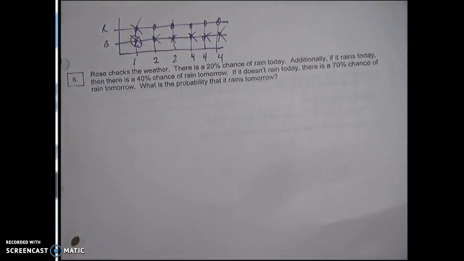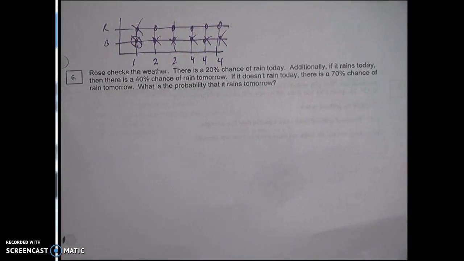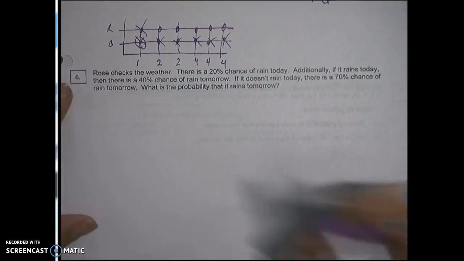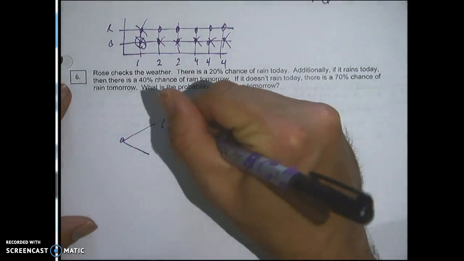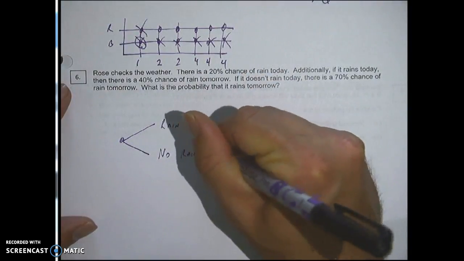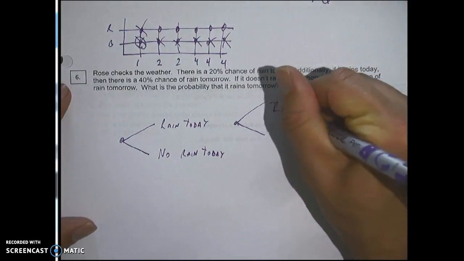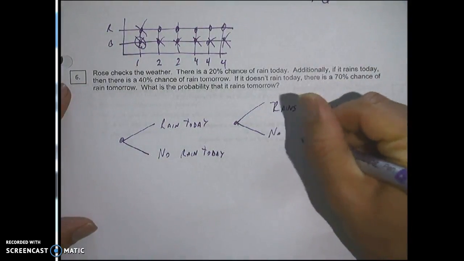Rose checks the weather. There's a 20% chance of rain today. Additionally, if it rains today, there is a 40% chance of rain tomorrow. If it doesn't rain today, there's a 70% chance of rain tomorrow. What's the probability that it rains tomorrow? Well, you could use a fancy probability equation to figure this out, or you can realize that this is begging to be a tree diagram, where it either rains today, or it doesn't rain today, and then tomorrow it either rains or it doesn't rain tomorrow.